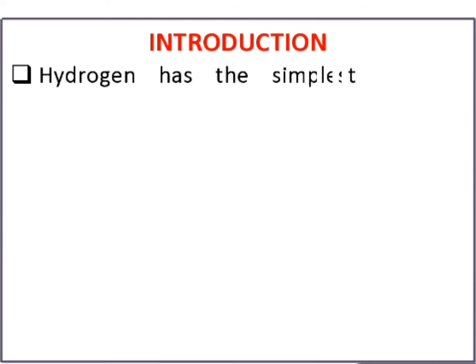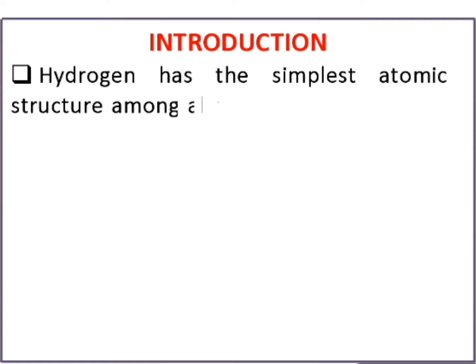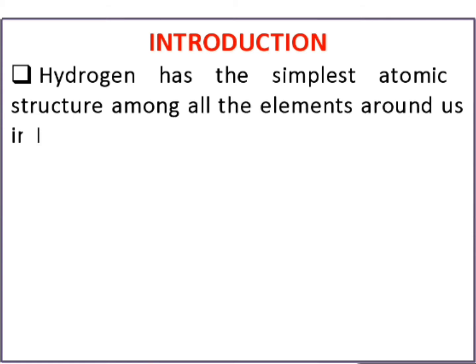Hydrogen is the first element of the periodic table. The atomic number of hydrogen is 1, and the atomic mass of hydrogen is also 1. If you see the configuration of hydrogen, it is 1s1. Hydrogen has the simplest atomic structure among all the elements around us in nature. The size of the hydrogen atom is the smallest among all the elements in nature.